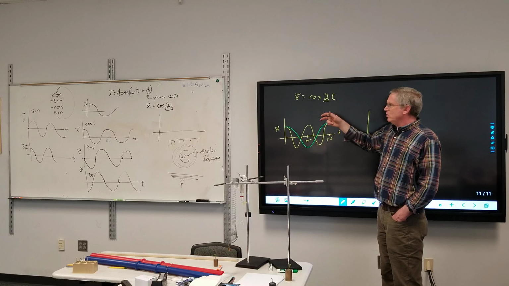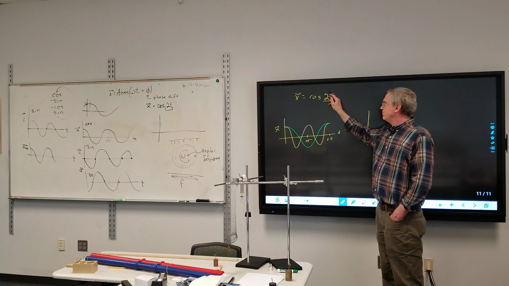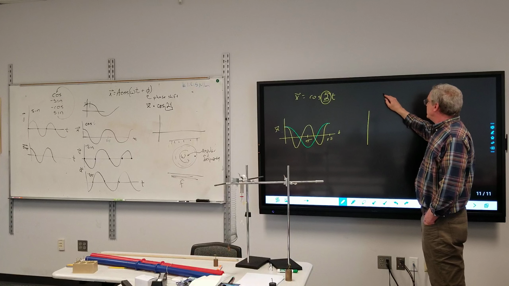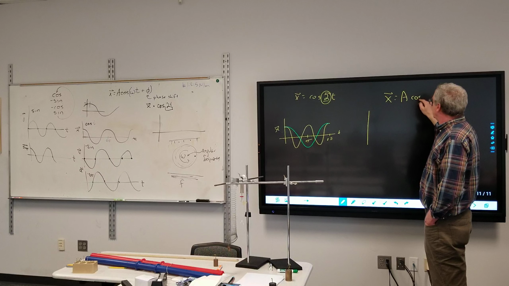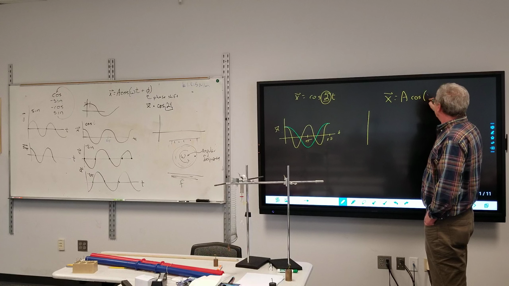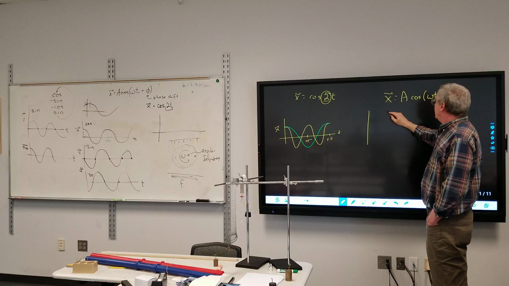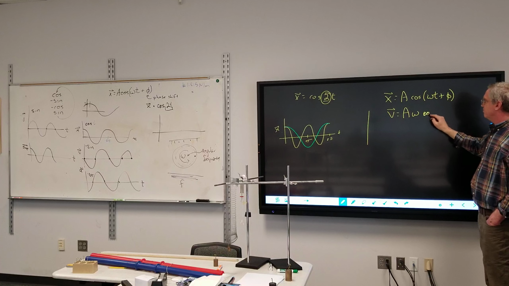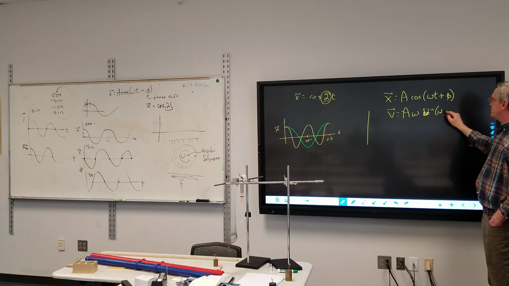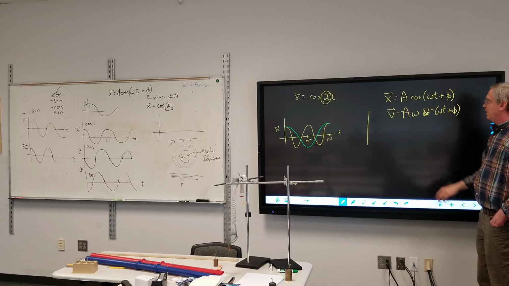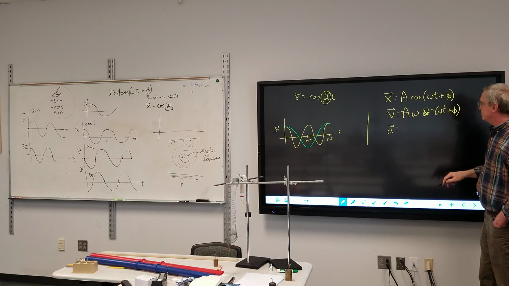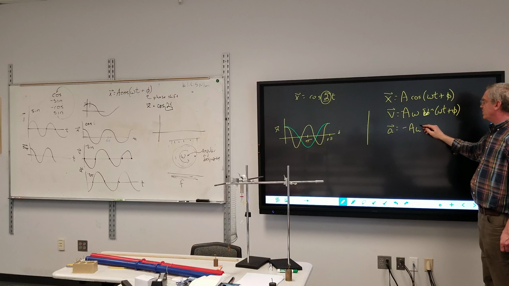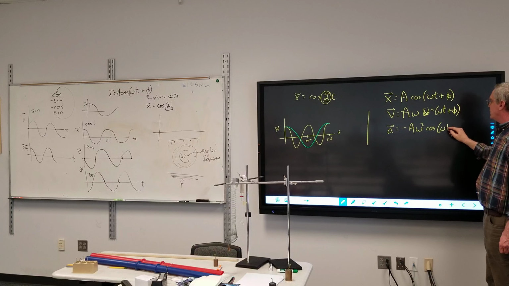Whenever I take the slope of a trig function, I have to multiply by whatever number I have in front. So if my position graph is A cosine of omega t plus phi, then my velocity graph is going to be A times omega, negative sine of omega t plus phi. And then my acceleration graph will be, well, I'm going to do it again, so I have to multiply by omega again. So negative A omega squared cosine of omega t plus phi.